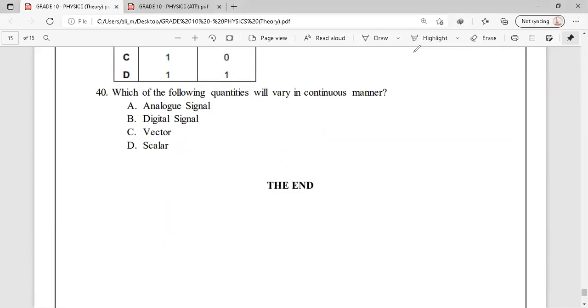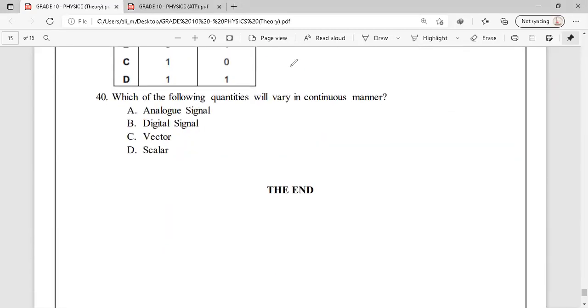Here we have the last question in this paper. Which of the following quantities will vary in a continuous manner? These types of quantities are known as analog quantities. So option A is the right answer.